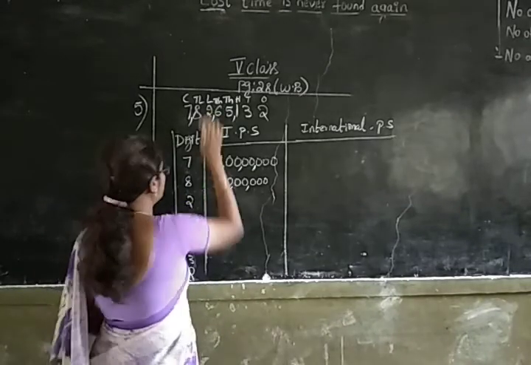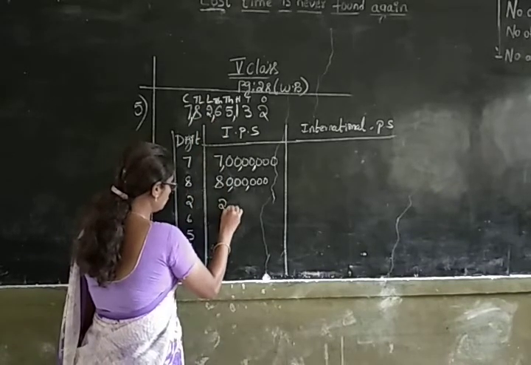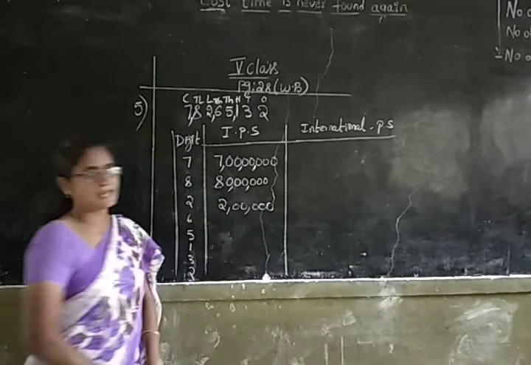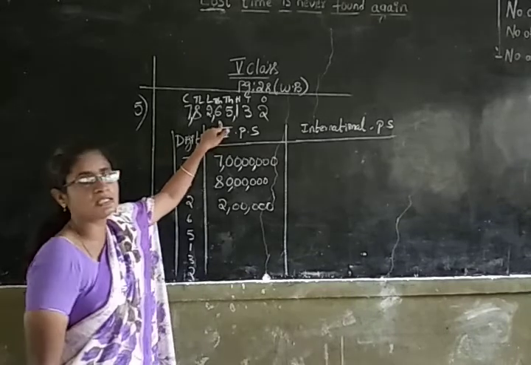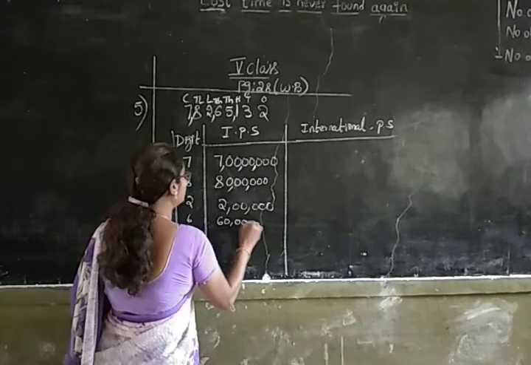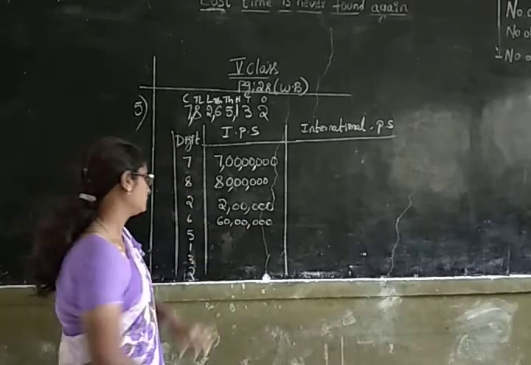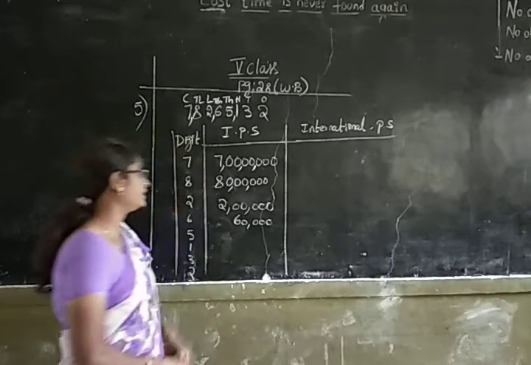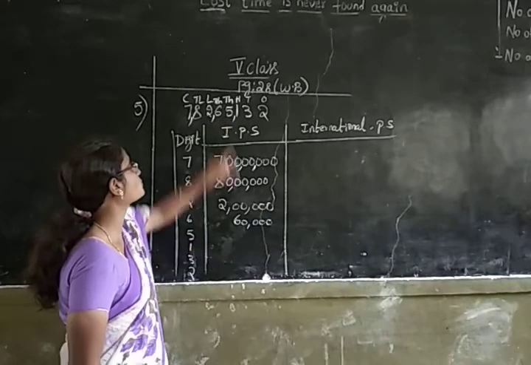Next, let us write down the place value of 2. 2 is in lakhs place, so we have to write down 2 lakhs. You have to write down 5 zeros. Next, 6 is in 10,000 place, so its place value is 60,000.